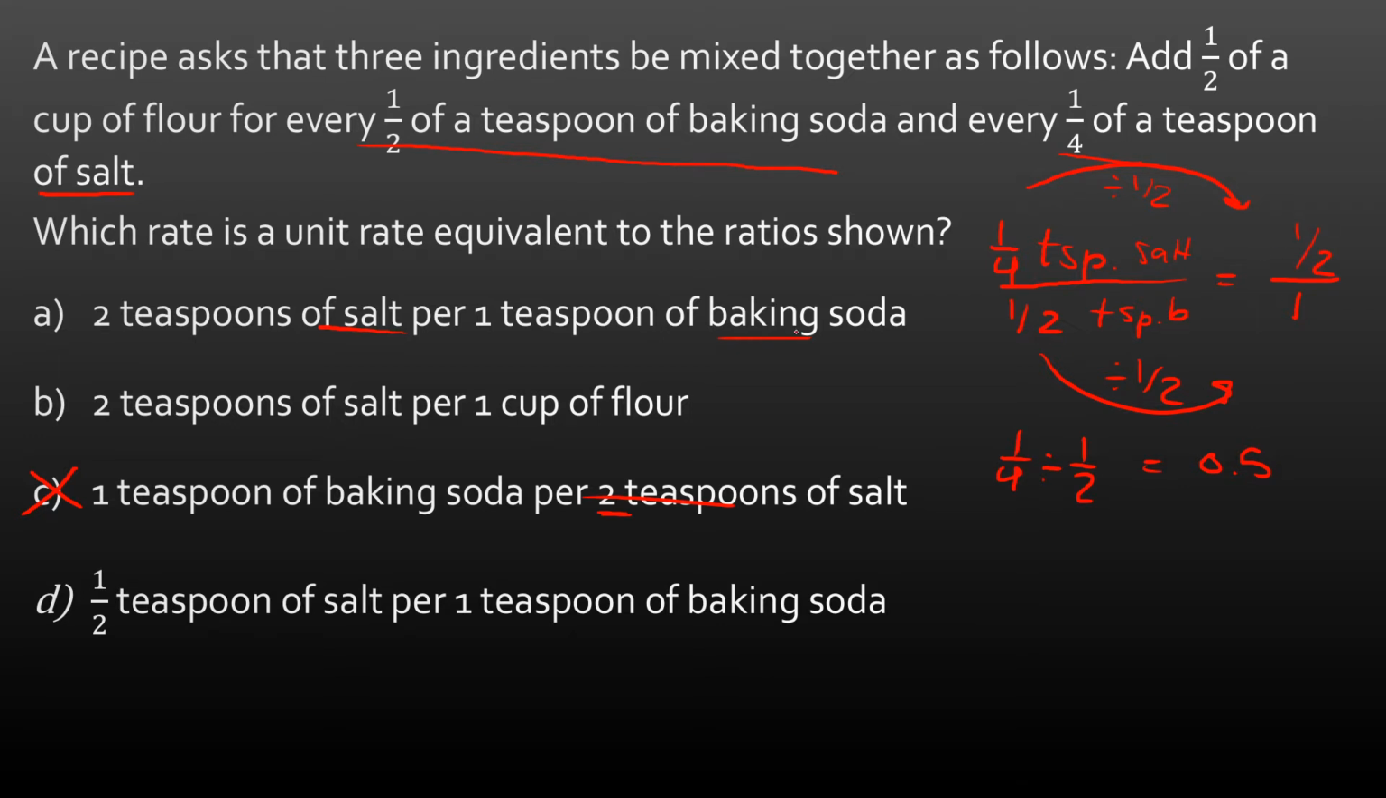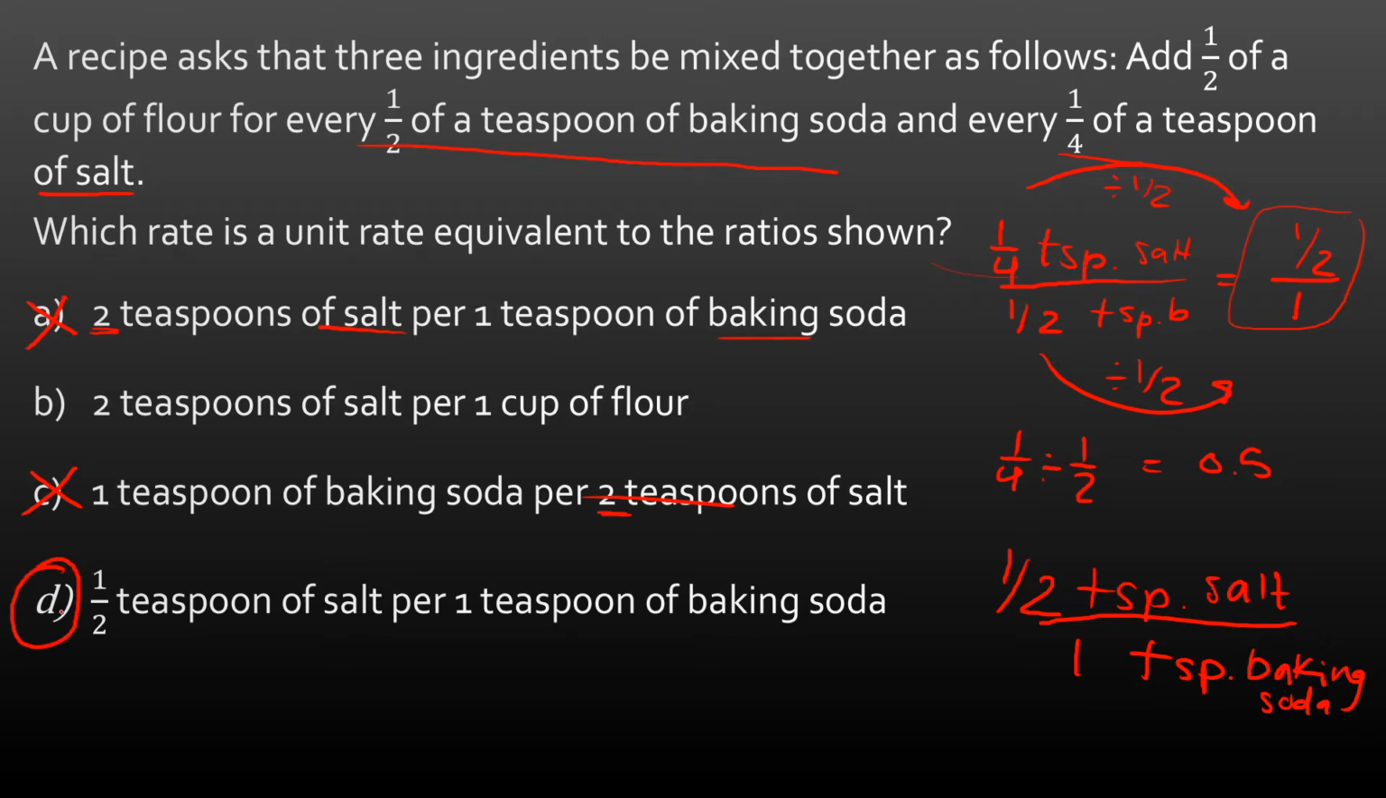0.5 is another way of saying 1/2. 1/2 is not 2, right? That is not the same. So that means this is wrong. However, if I look down here at option D, I have 1/2 a teaspoon of salt per 1 teaspoon of baking soda. So based off this up here, this is telling me 1/2 of a teaspoon of salt for every 1 teaspoon of baking soda. And that is what this ratio down here is telling me. So the correct unit rate for this expression is 1/2 a teaspoon of salt per 1 teaspoon of baking soda.